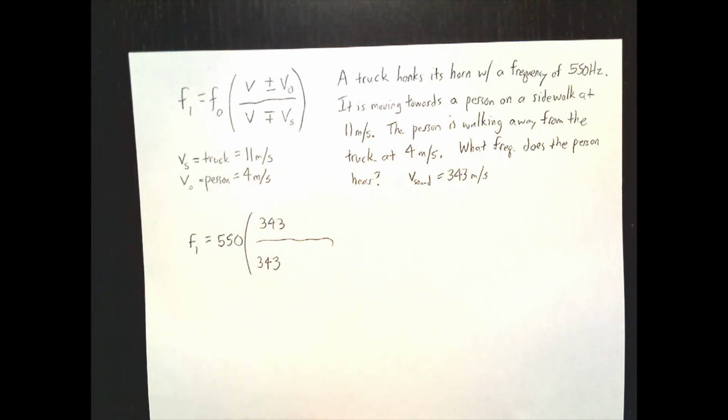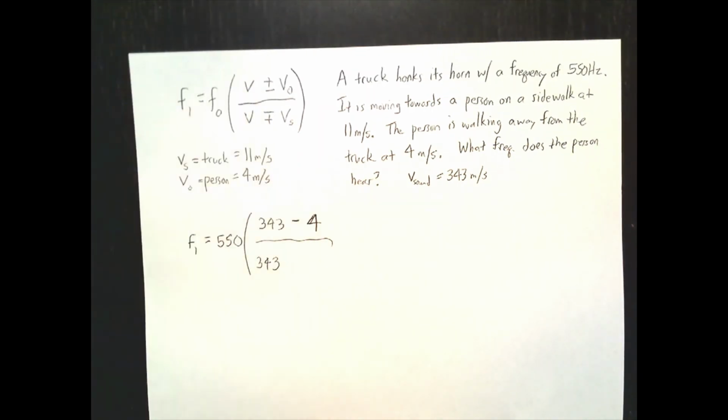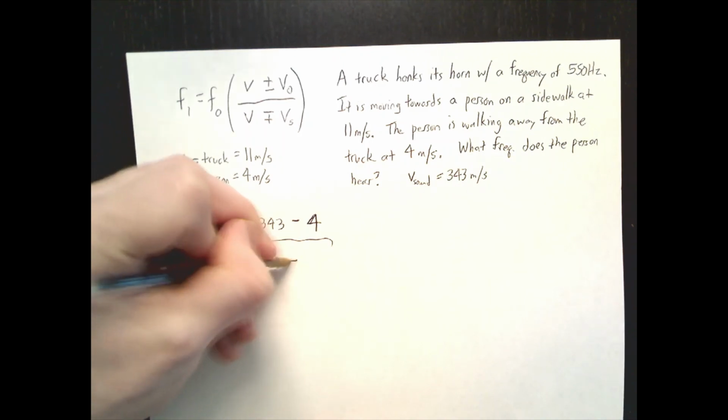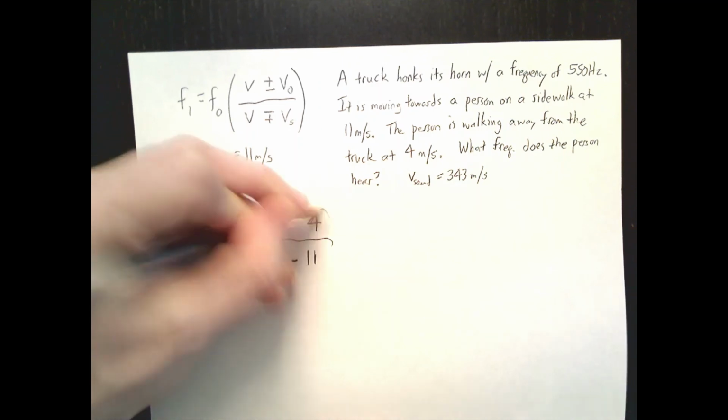The person, they are moving away from the truck. So regardless of what the truck is doing, the person's motion is directed away. So we're going to use the bottom sign up top for the observer to say that the person is moving away, -4. The truck is moving towards the person, so regardless of what the person is doing, the truck is trying to get closer to the person, and we're going to use the top sign for toward. We're going to get a minus on the denominator. And then the truck is moving at 11 meters per second.